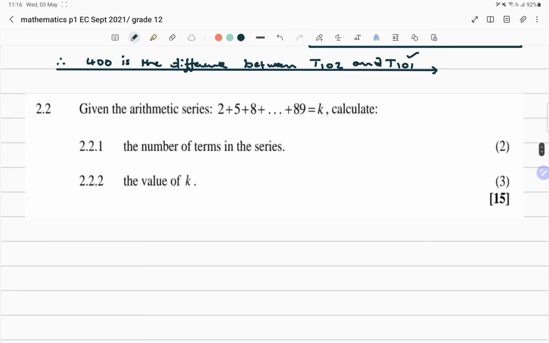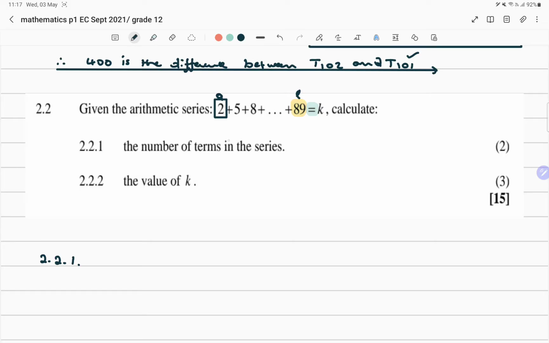Now 2.2 says, given the arithmetic series 2 plus 5 plus 8 plus up to 89 equals k. Can you see 89 is the last term, because the equal sign means the sum. So the sum of this series is k, but the last term of this series is 89, and the first term is 2. These are some of the things you want to make sure you are clear about, because if you're not, they're going to hurt you.